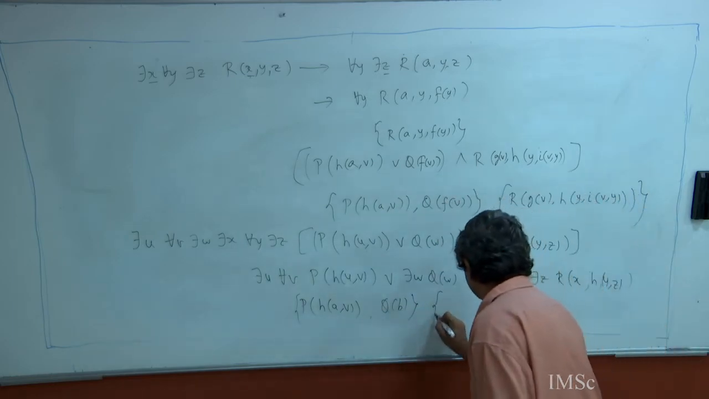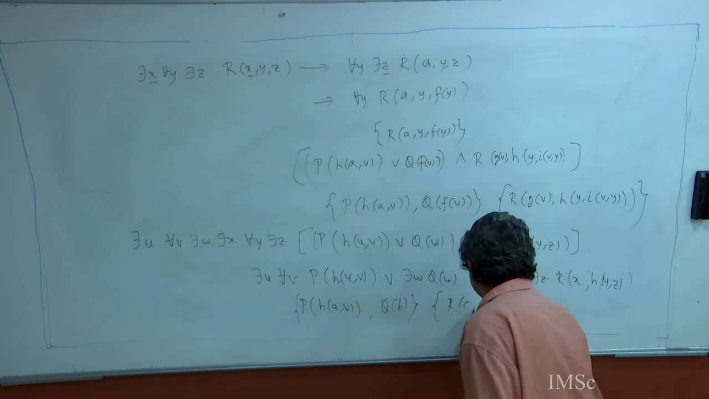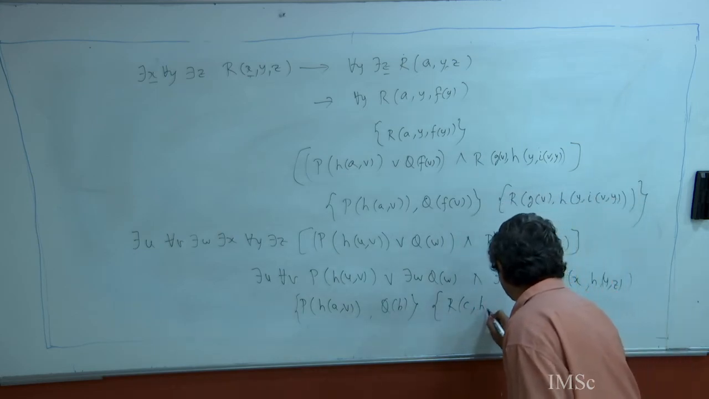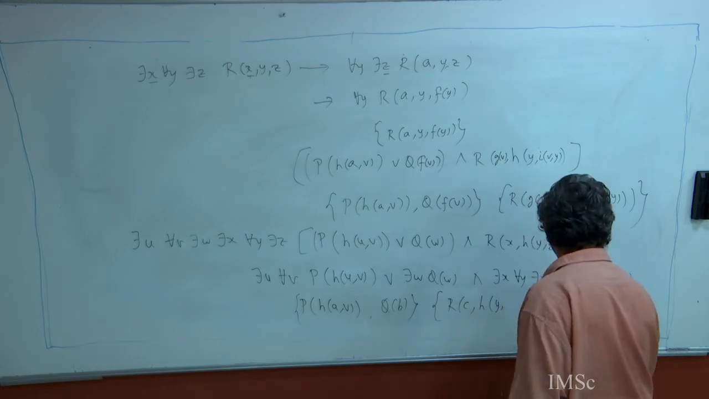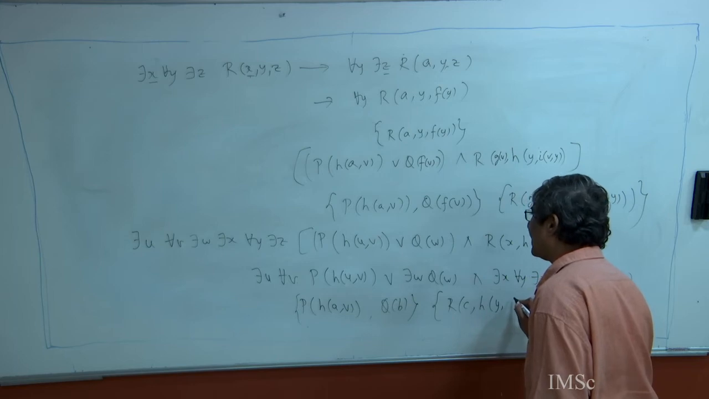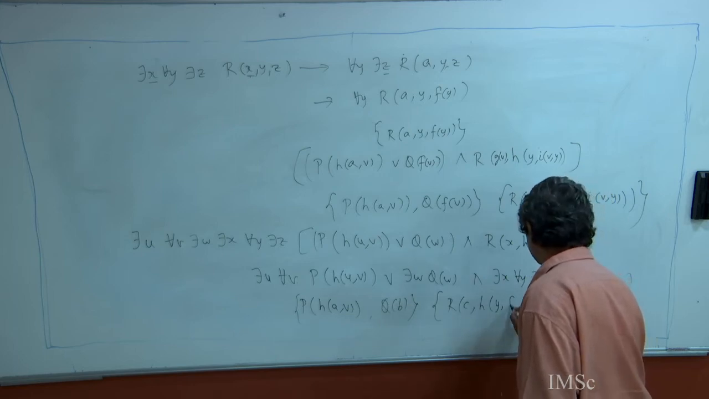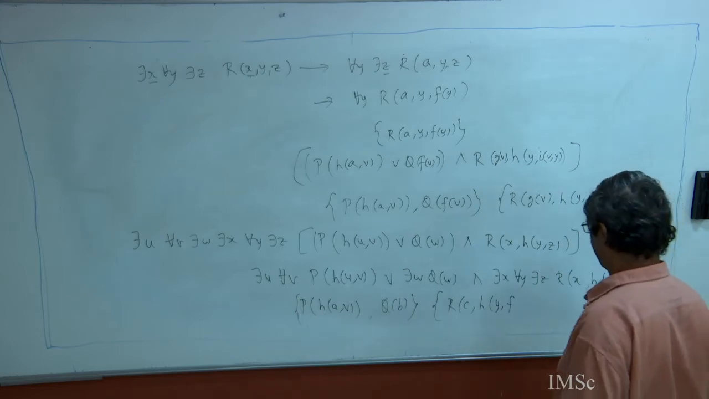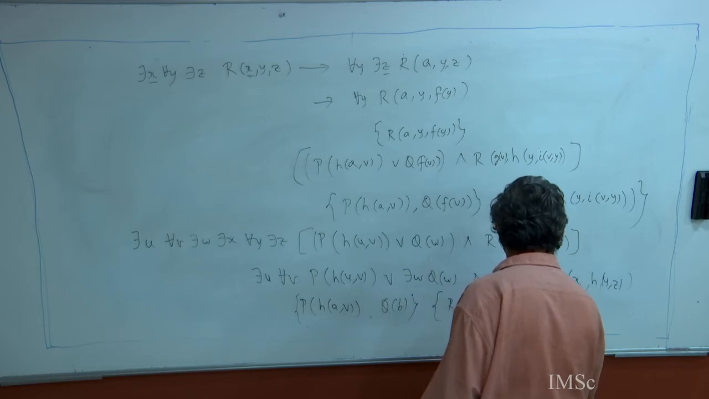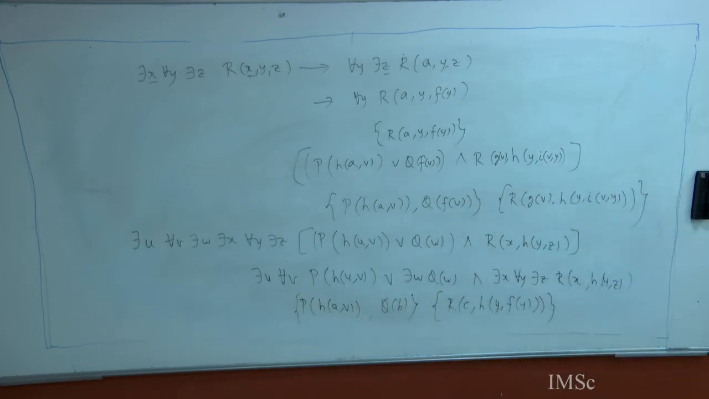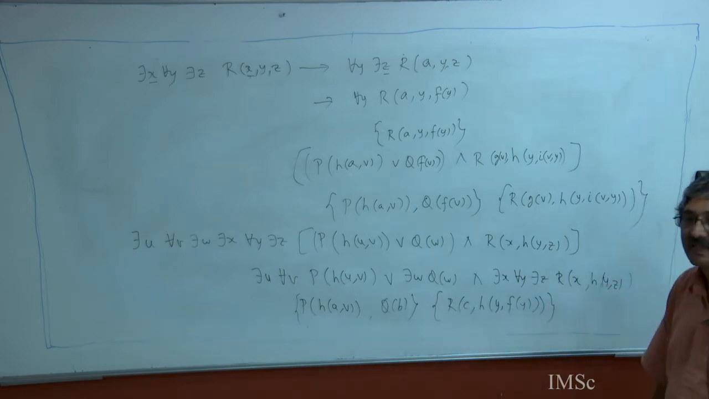And then here I get, what do I get? r of c, h of y, and this is only dependent on y, z is only dependent on y. So I have f of y. If you don't want to repeat the symbols, call it some different things.